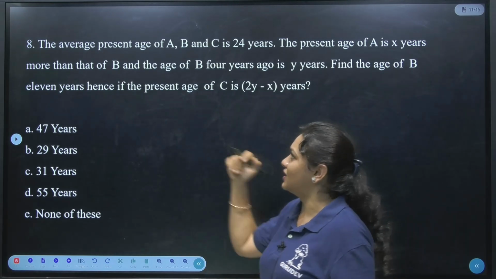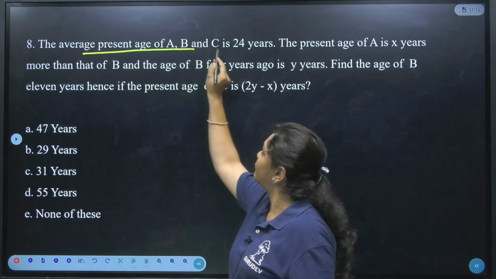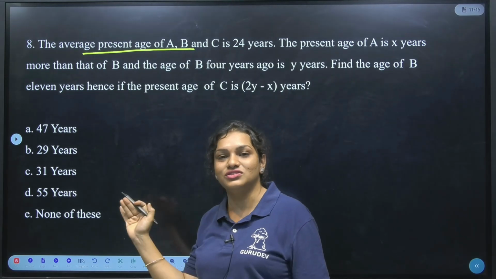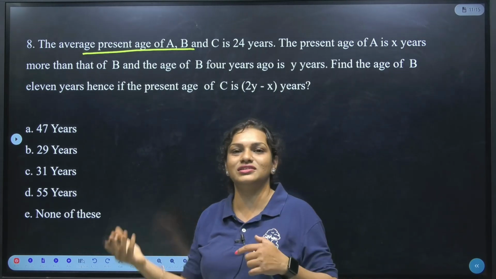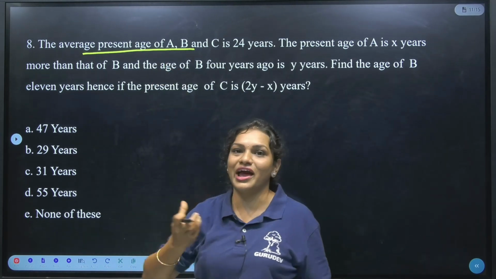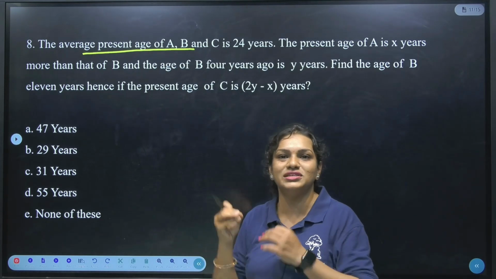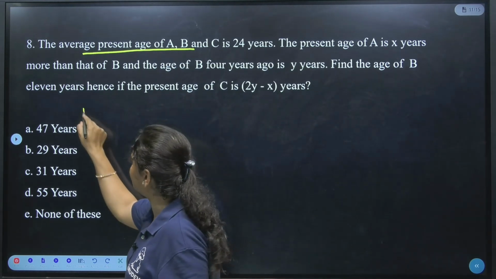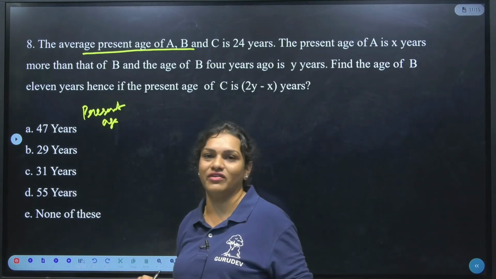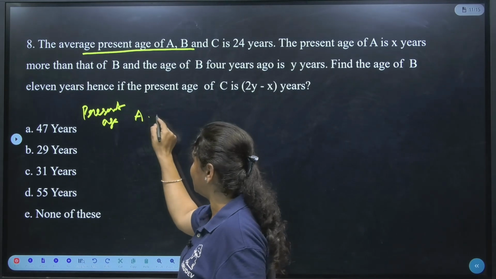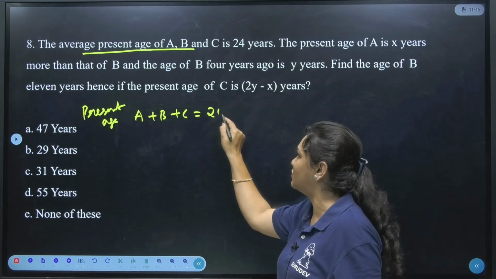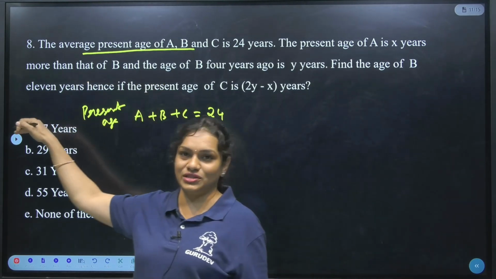So what is the condition they have given? The average present age of A, B and C is 24 years. Previously, whatever questions we solved were of 5 years ago or 3 years ago or 5 years hence. But now the average they have given is the average of the present ages itself. How many persons are there in total? A, B, C. What sum have they given? 24, as we discussed in the previous question.